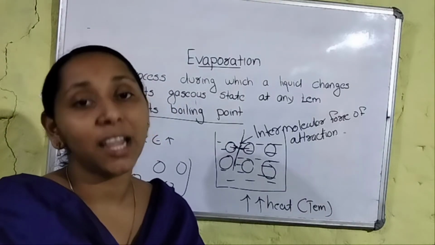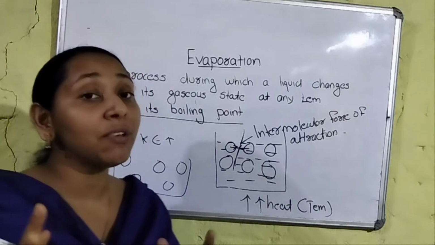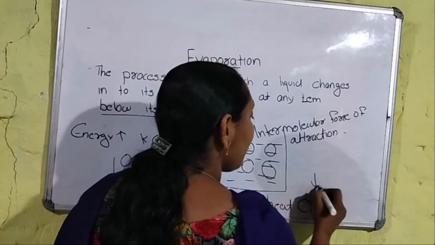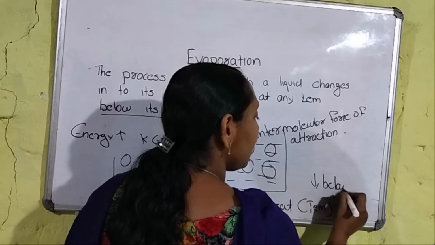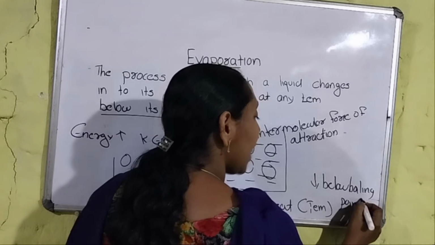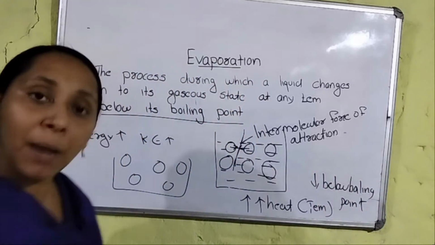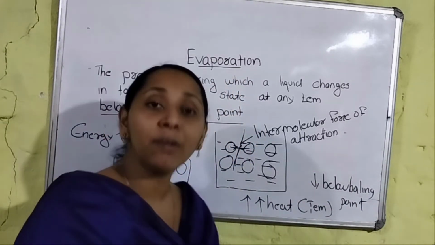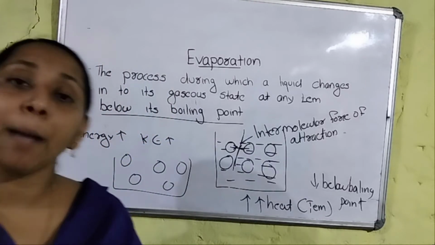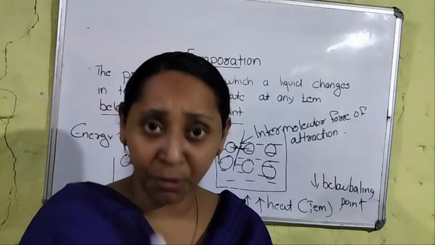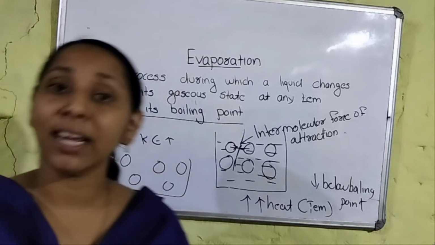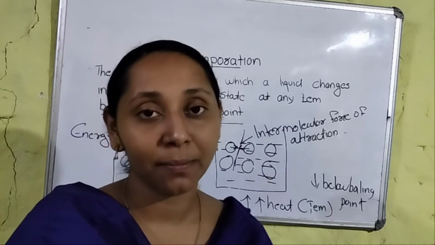That is evaporation. In the case of evaporation, the temperature we are providing is below the boiling point. That condition is called evaporation. If we provide a temperature above the boiling point, that is boiling. Liquid to gaseous state above the boiling point is boiling. Liquid to gaseous state happening below the boiling point is called evaporation. Okay?